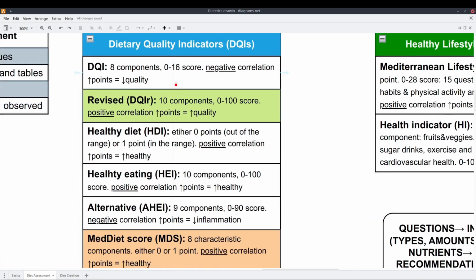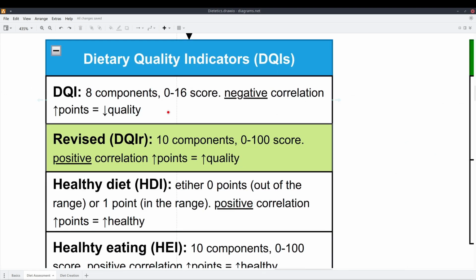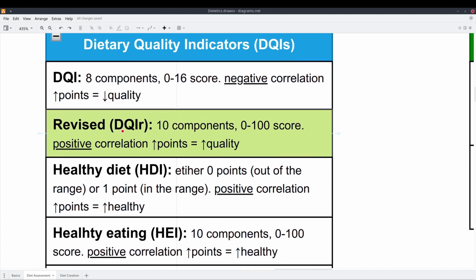Starting with the first one, it has 8 components, which are basically food groups, and there is a score between 0 and 16. And it has a negative correlation. It means that more points equals less quality of the diet. Then there is also the revised dietary quality indicators, which has 10 components, and the score is from 0 to 100. And this has a positive correlation. So more points equals better quality of the diet.